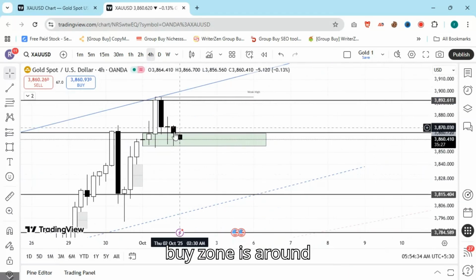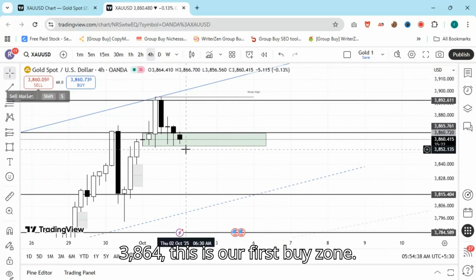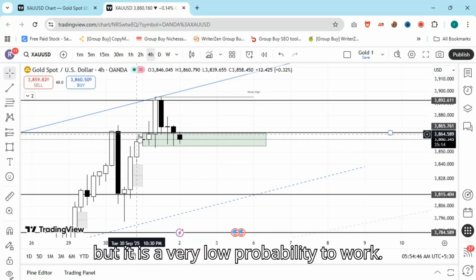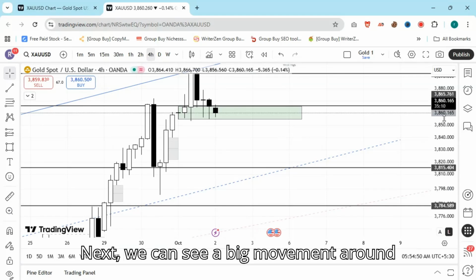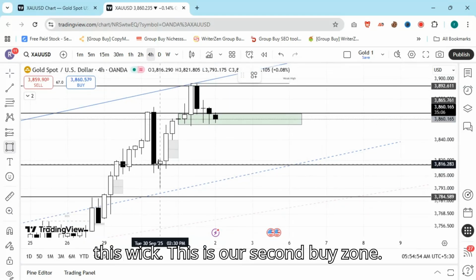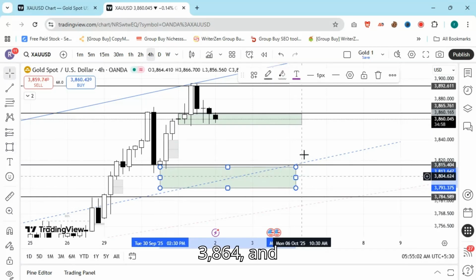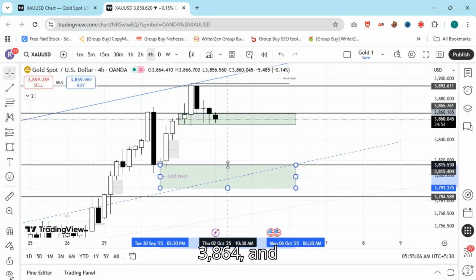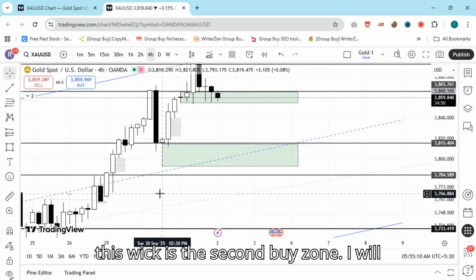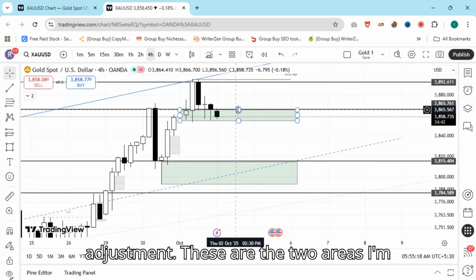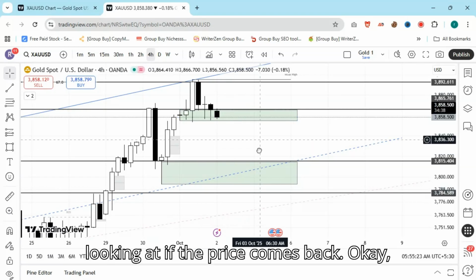Our first buy zone is around 3,864. This is our first buy zone, but it is a very low probability to work. Next, we can see a big movement around this wick. This is our second buy zone. So, our first buy zone is 3,864, and this wick is the second buy zone. I will reduce the areas using another adjustment. These are the two areas I am looking at if the price comes back.